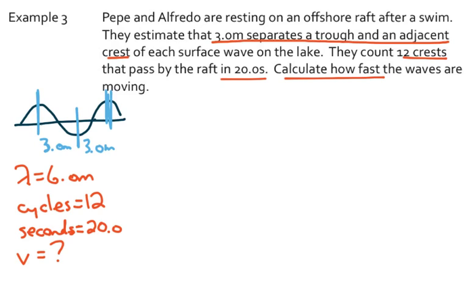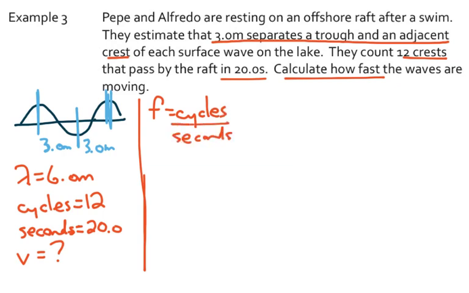We know lambda, 6.0 meters. We don't know f. So this is the point where we need to look at the other information we have. Do we have enough information to find f and then go to v equals f lambda? The only other useful equation to find f would be f equals cycles over seconds. We have both. We have 12 cycles in 20.0 seconds.